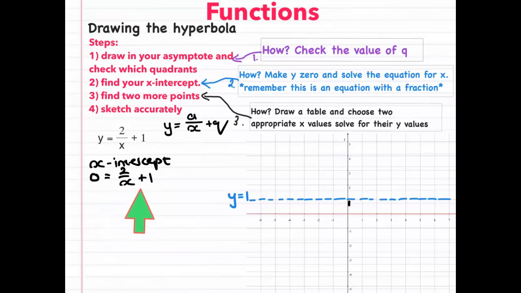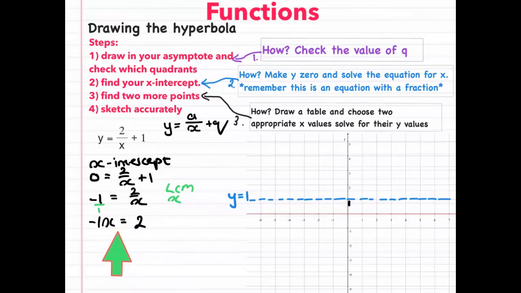Now, what do we do? We take this plus 1 to the other side. Then it becomes minus 1 equals 2 divided by x. Now we have an equation where there's a fraction. So what is the LCM of the denominators between 1 and x? It's x. So my LCM is x. So first of all, x divided by 1 is x. x times minus 1 is minus 1x equals. And then x divided by x is 1. 1 times 2 is 2.